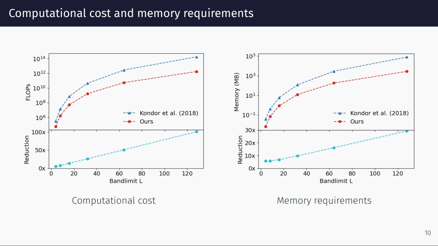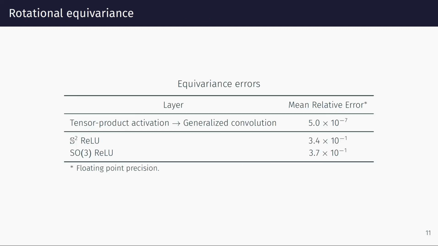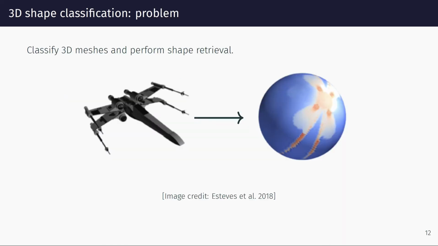The efficient spherical layers developed provide orders of magnitude savings, both in terms of computational and memory cost, as shown here as a function of increasing resolution or bandlimit of spherical images. The tensor product activations are computed purely in harmonic space and so are strictly equivariant, with mean relative equivariance errors at the level of floating point precision.